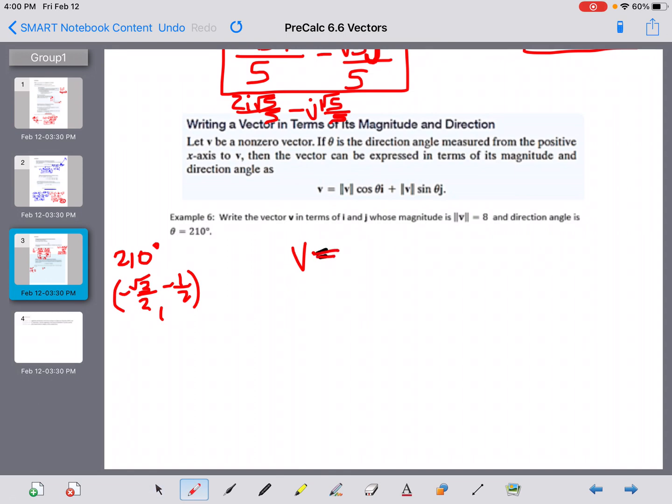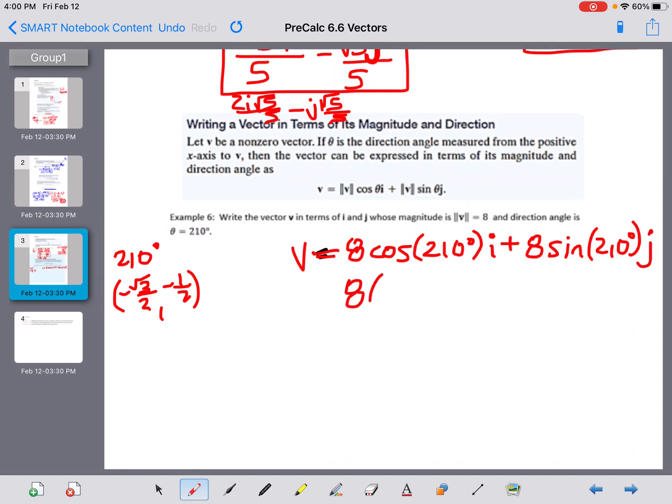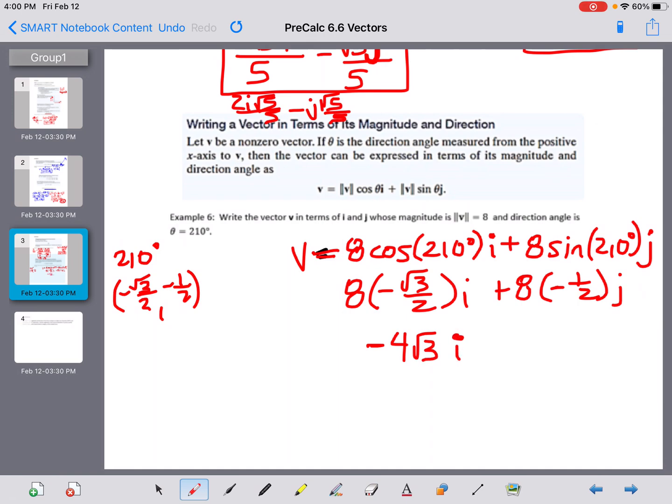We have the magnitude, which is 8 times the cosine of 210 degrees, and that'll be my I value, plus the magnitude, again, of 8 times the sine of 210 degrees, and that'll be my j value. Cosine of 210 is negative radical 3 over 2. Sine of 210 is negative 1/2. 8 times negative radical 3 over 2, I get negative 4 radical 3 I. 8 times negative 1/2 is negative 4j. And there is my vector now in terms of I and j.